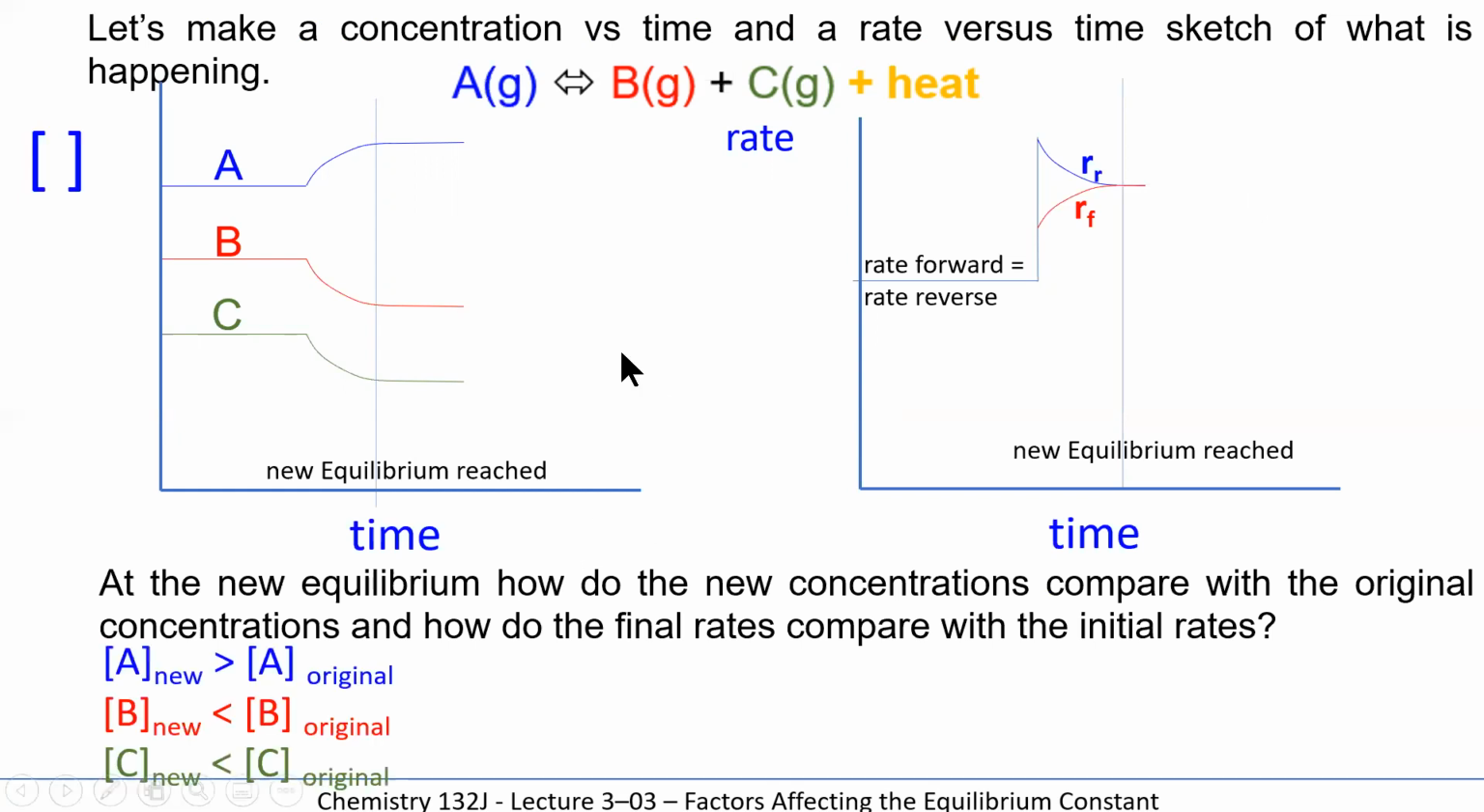So when we compare the rates and the concentrations, in this case A will go up, B will go down, C will go down from the original quantities. And the new rate will be greater than the old rate because it's at a higher temperature.